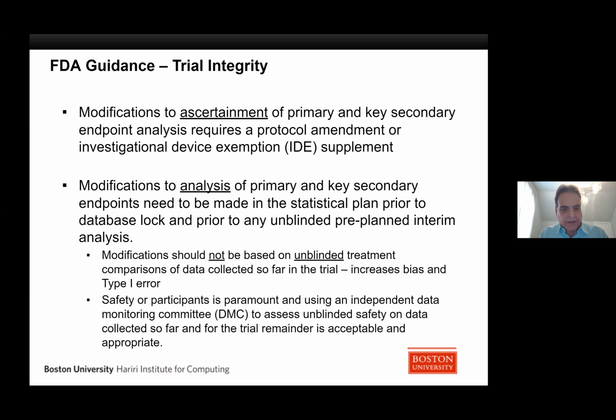Safety of participants is paramount, and in any changes to the ascertainment or analysis, using an independent, potentially unblinded data monitoring committee to assess unblinded safety on data collected so far and for the remainder of the trial is acceptable and appropriate.